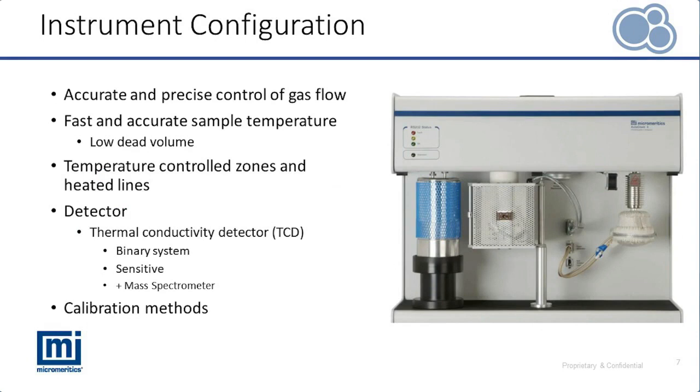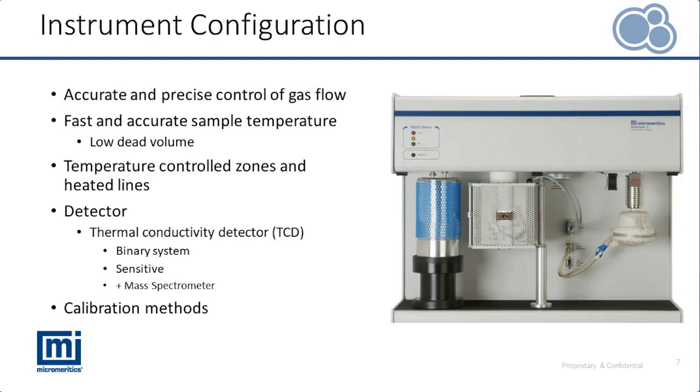There are a few instrumental considerations to be taken when performing temperature programmed reduction. This is important not only for good results, but also for ease of use. Accurate and precise control of gas flow is absolutely necessary. Mass flow controllers that are calibrated and operate in a linear range are important for reproducibility of the results, especially for case studies presented here.